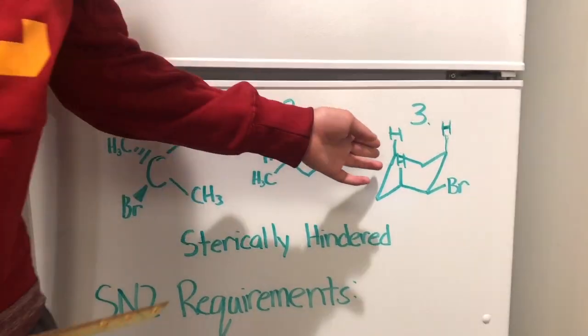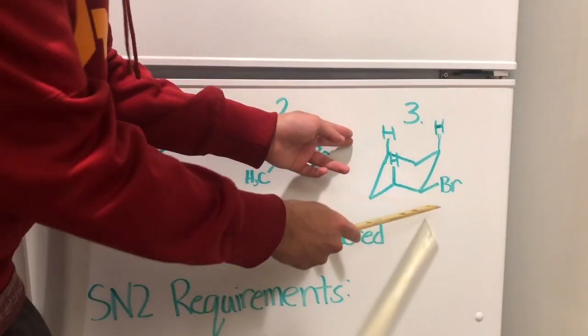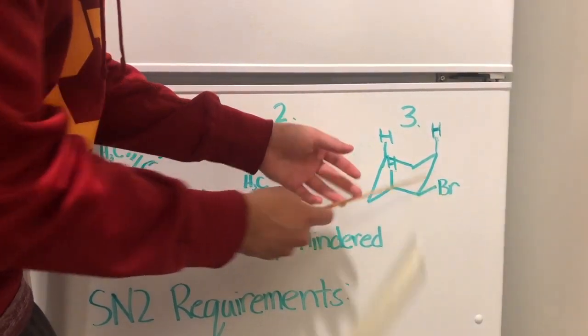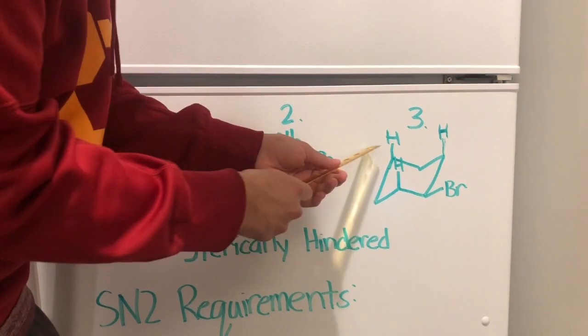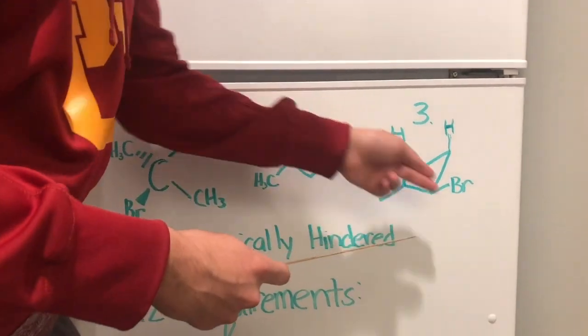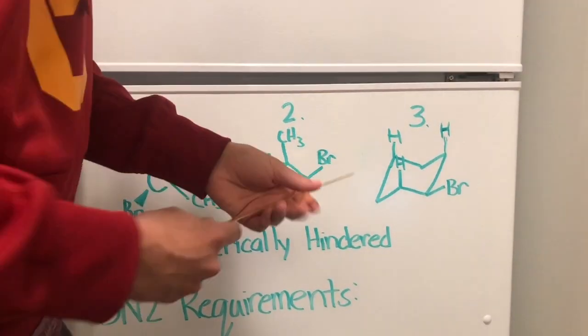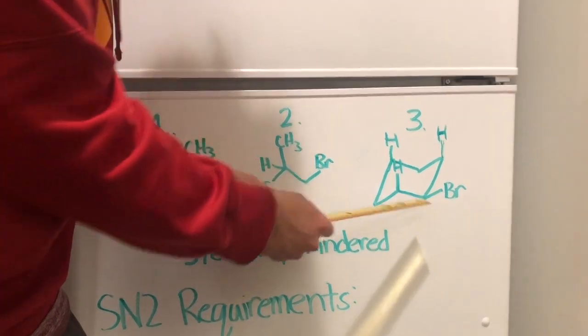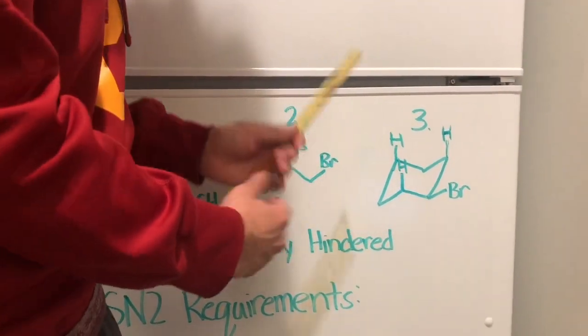Now when we look at chair conformations, here the halide is equatorial, and so in order for the nucleophile to attack from the back here, it has to cross through these axial bonds, which is very unfavorable, which is why in chair conformations, the halide leaving group must be axial.